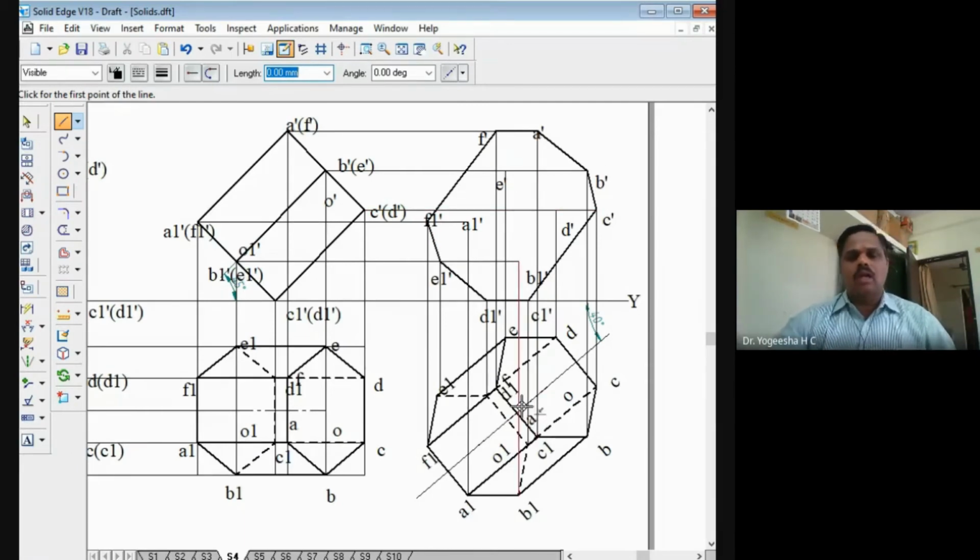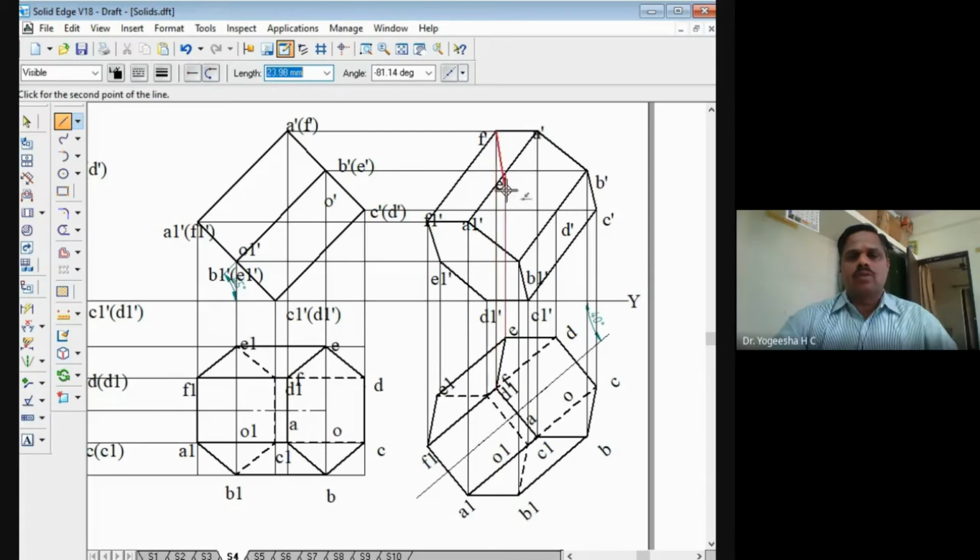Then look at the final top view from the bottom. Here A1, B1, C1, D1, E1 is nearer to the observer. A, B, C, D is away from the observer. So join A1, B1, C1, D1 with a thick line here. We'll join A1 to B1, B1 to C1, and A1 to F1 with a thick line. Then A1 to A1 dash also with a thick line. This B dash to B1 dash also with a thick line. And these lines will be hidden lines. We'll mark them as hidden lines.